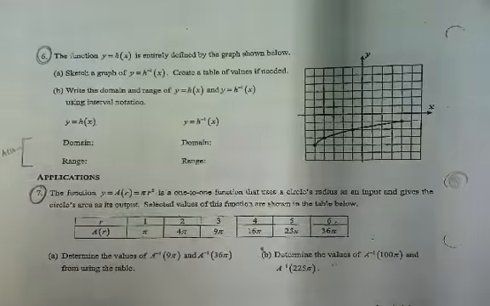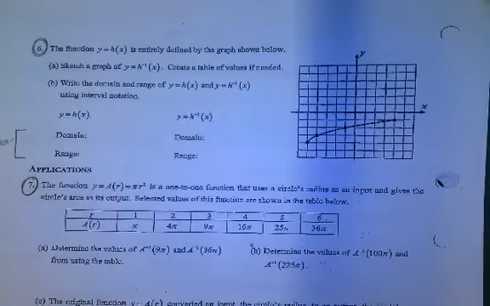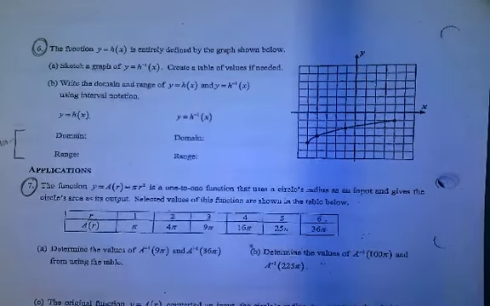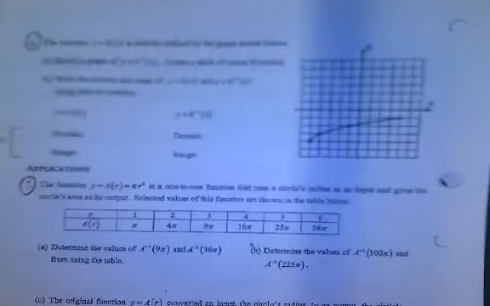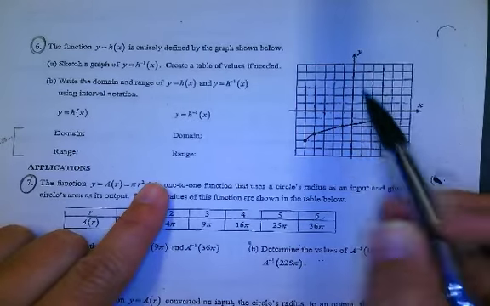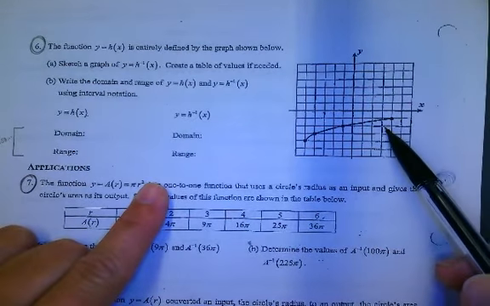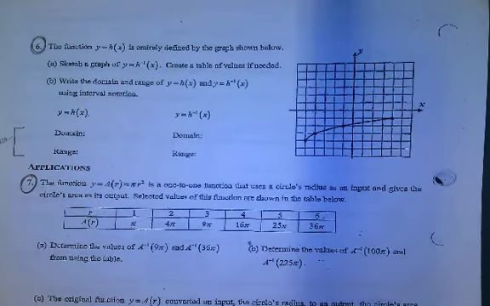Okay, 6, most people definitely had a question on 6. I'm going to throw that light on. I don't know if that helps or not, but the shadow is the shadow of my document camera. The function y equals h of x is entirely defined by the graph shown. Okay, this is h of x. Sketch a graph of the inverse.